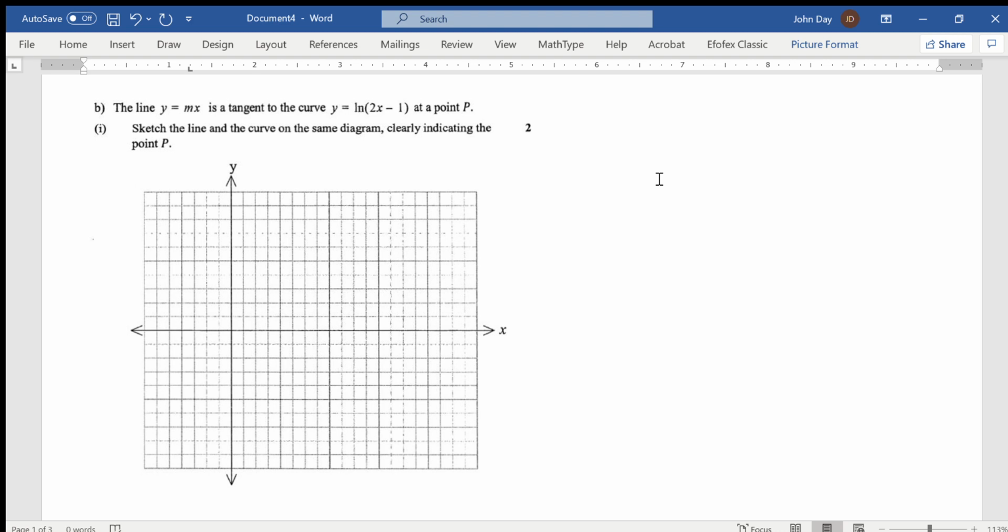Okay, the line y equals mx is a tangent to the curve y equals natural log of 2x minus 1 at a point P. Sketch the line and the curve on the same diagram, clearly indicating the point P. All right, so let's grab a pen and work out how we're going to sketch this.